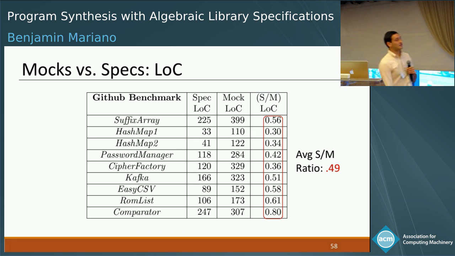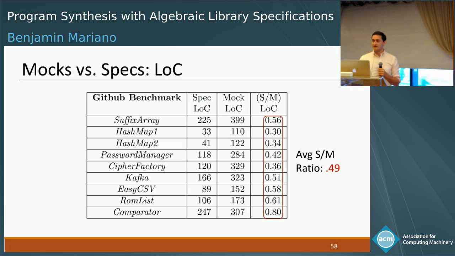So the high-level takeaways of this graphic, rather, are, first of all, the specifications were always shorter than the mocks, which makes sense. These are a rather declarative way of expressing the semantics. And in particular, on average, they were about half the lines of code. So these are going to be a shorter way to express the behavior of these libraries.